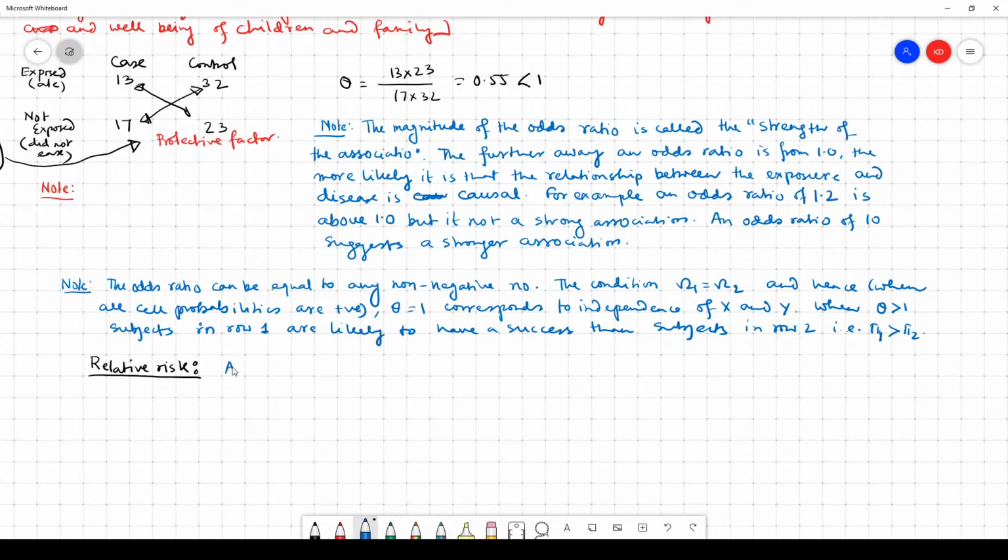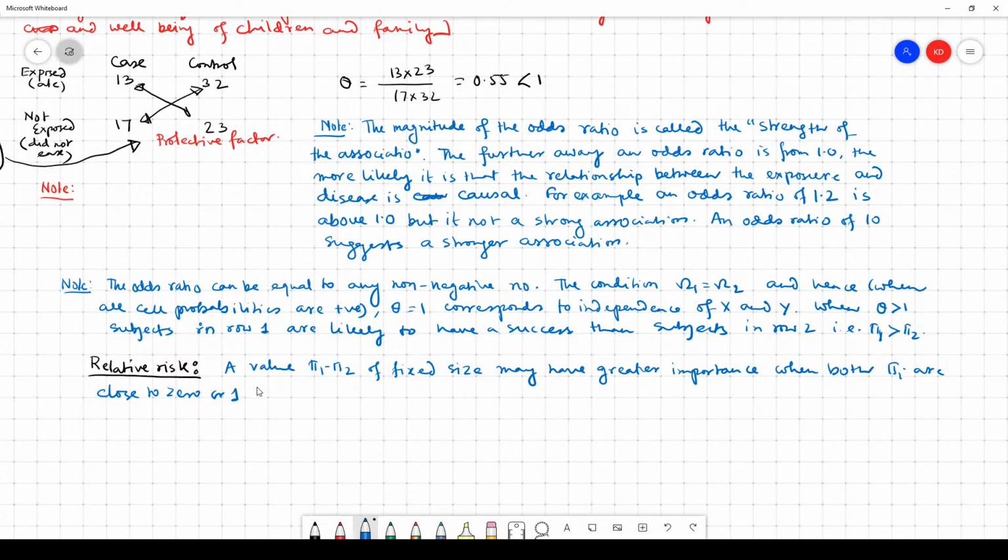A value of pi 1 minus pi 2 of fixed size may have greater importance when both pi i are close to 0 or 1 than when they are not.